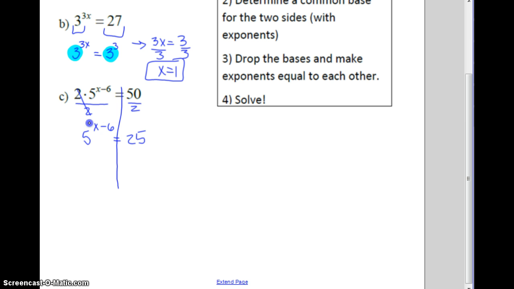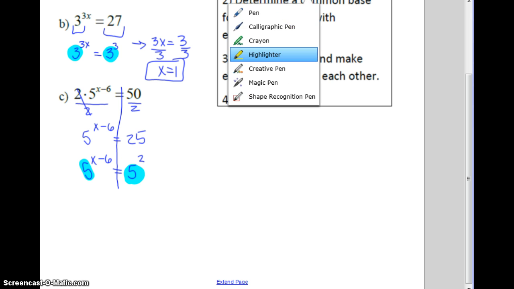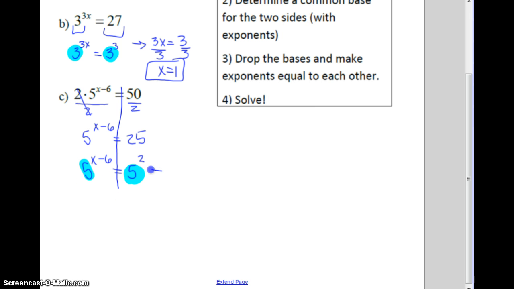At this point, I need to somehow work with that exponent, and I can't do it with the way it's written, so I need to think about how can I write 25 so that it has a base of 5. 5 to the x minus 6 is equal to 5 to the second. We've now successfully gotten that common base of 5, so we can set those exponents equal to each other. In this case, we get x minus 6 equals 2. Adding 6 to both sides allows us to get an answer of x equals 8. If I plug 8 in for x and I do this math, it should equal 50.